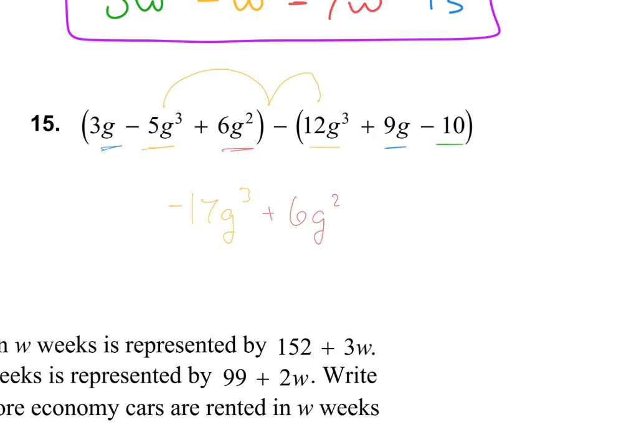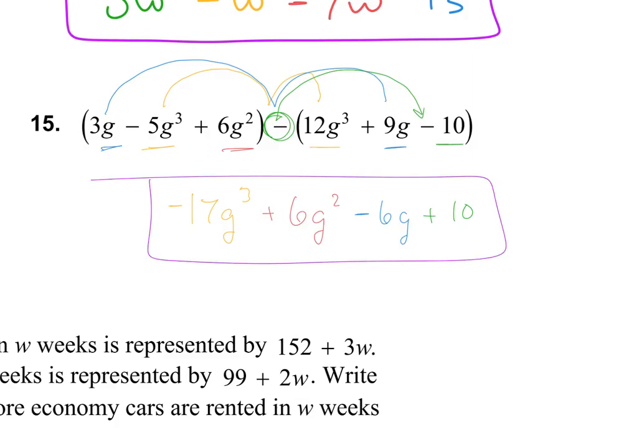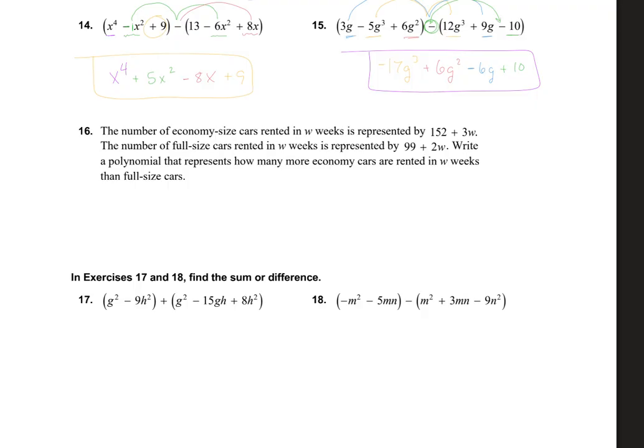And then the blue one, we have 3g minus 9g. That's negative 6g. And then we could have very quickly written down minus 10 or negative 10 because it's negative here, but don't forget, it's subtracting negative 10, so that is positive. And that one's done.